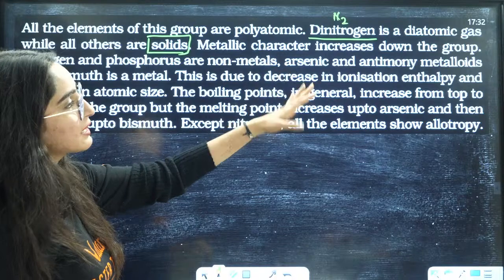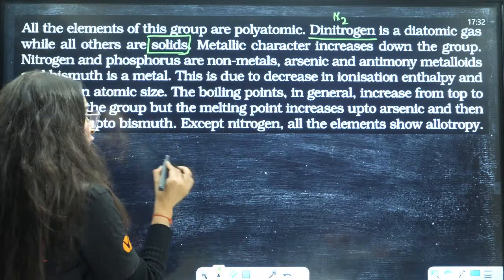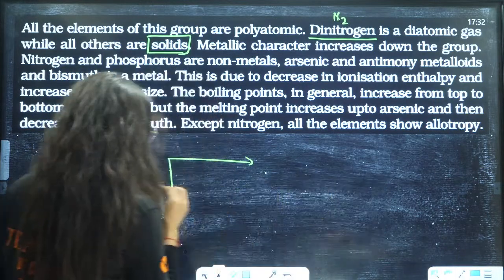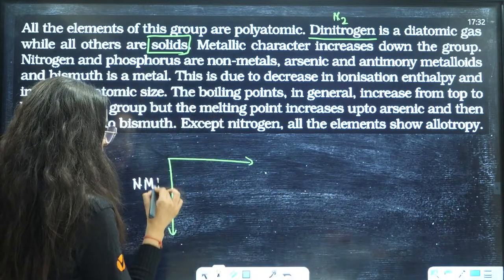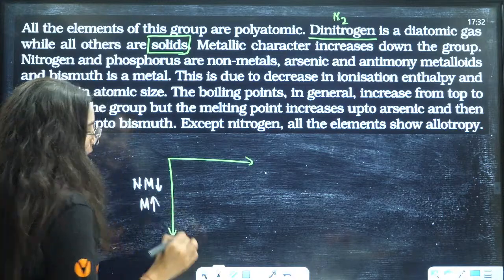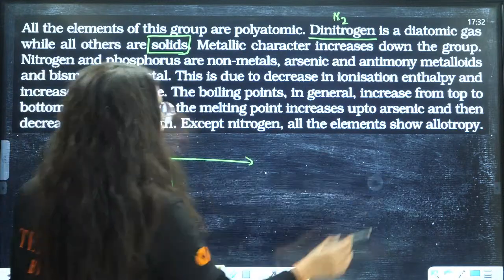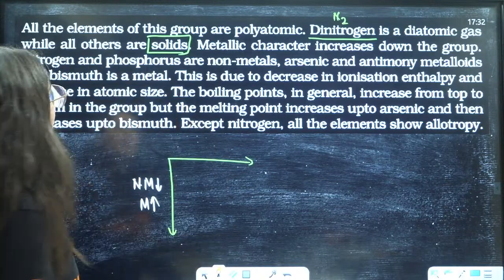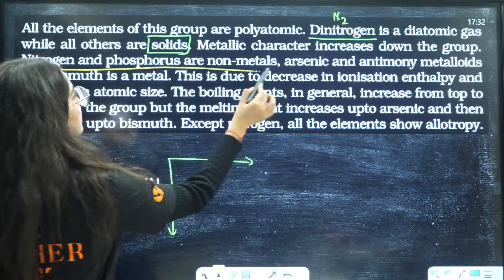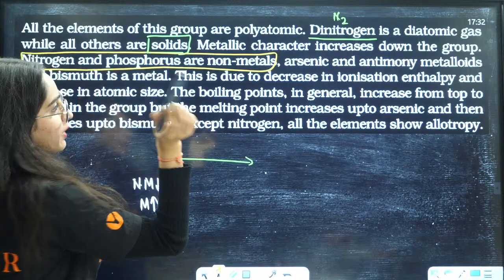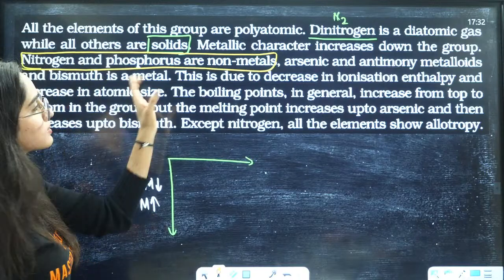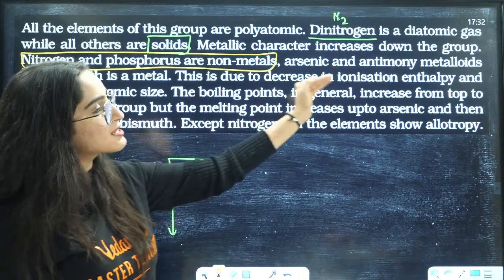Metallic character increases down the group. We know that non-metallic character decreases and metallic character increases down the group, right? Nitrogen and phosphorus are non-metals, very important, right? They are non-metals. This we have done before also. Arsenic and antimony are metalloids and bismuth is a metal. This is due to decrease in ionization energy.